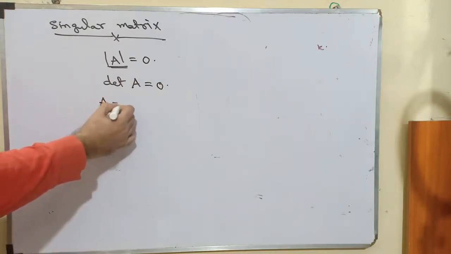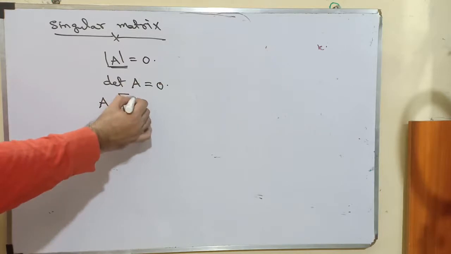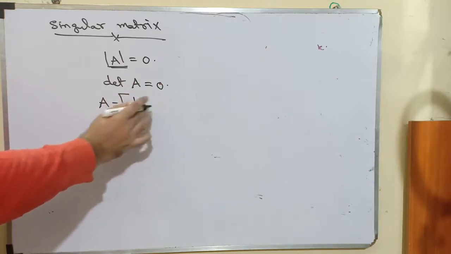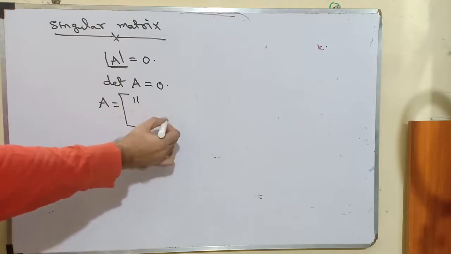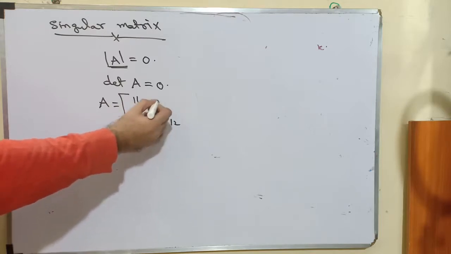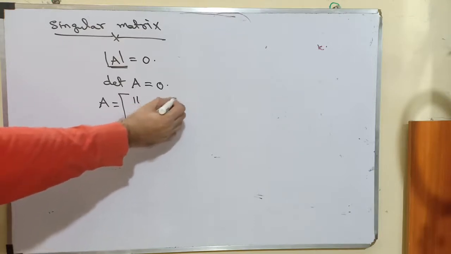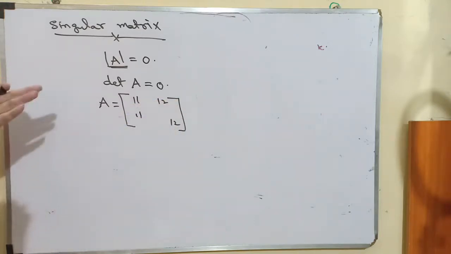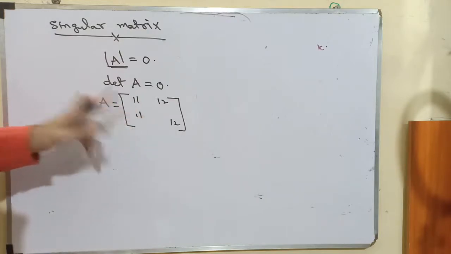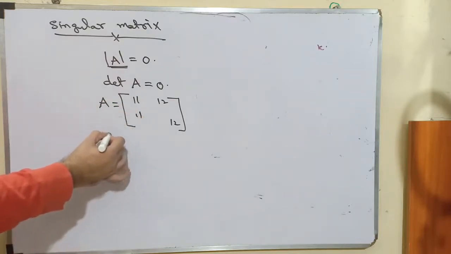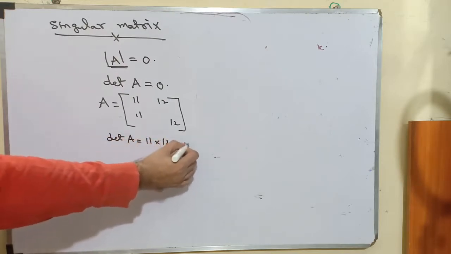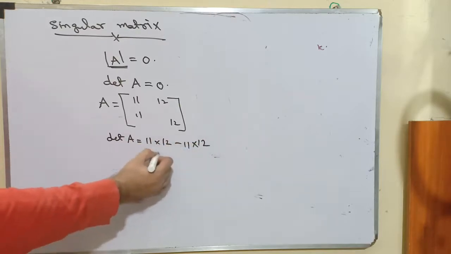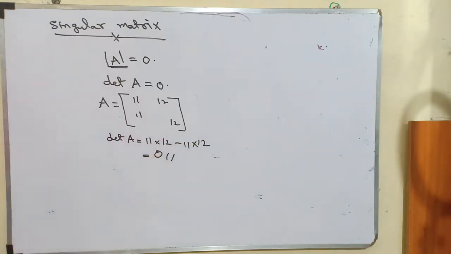So for example, A is equal to, let's consider 11, 12, 11, 12, very simple so that you will understand this one. So we have taken a matrix 11, 12, 11, 12. And now let's calculate what is det A. Det A happens to be 11 into 12 minus 11 into 12. So the value of the det goes to 0. This is a very simple example where the determinant goes to 0.